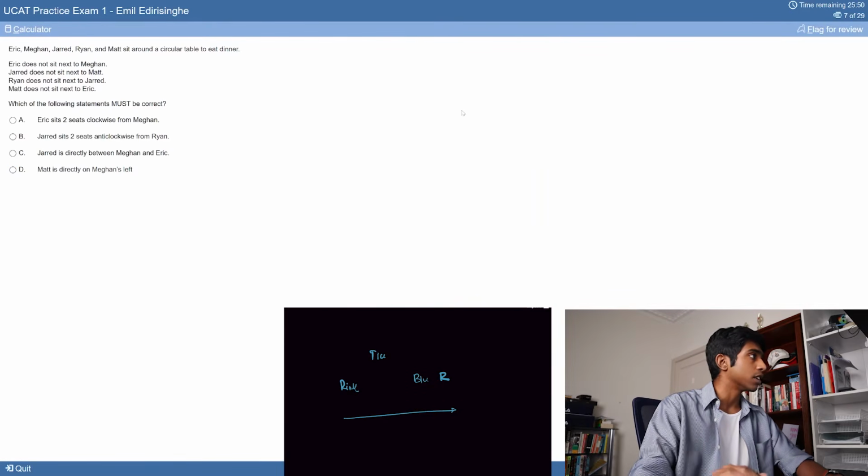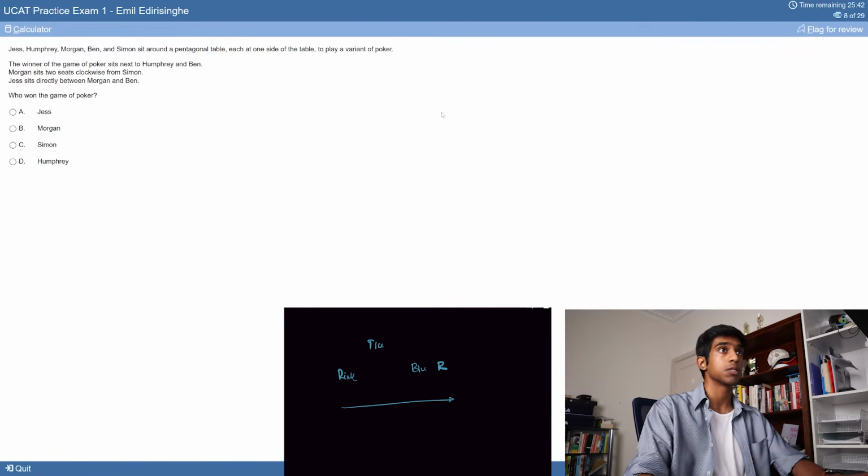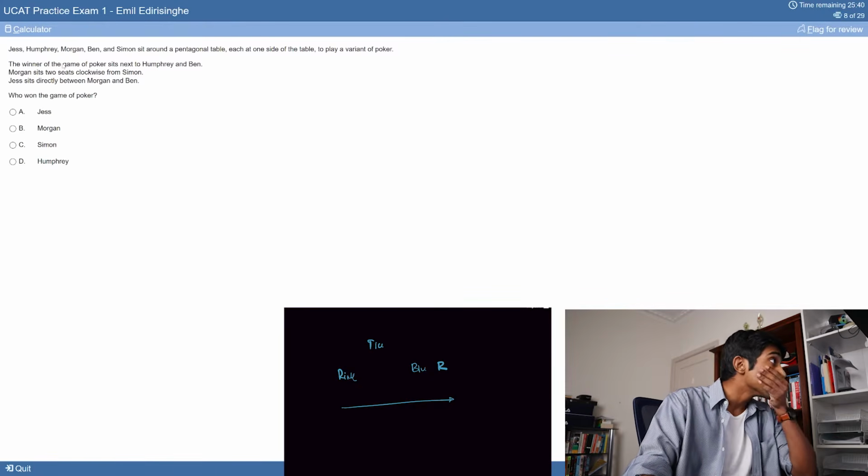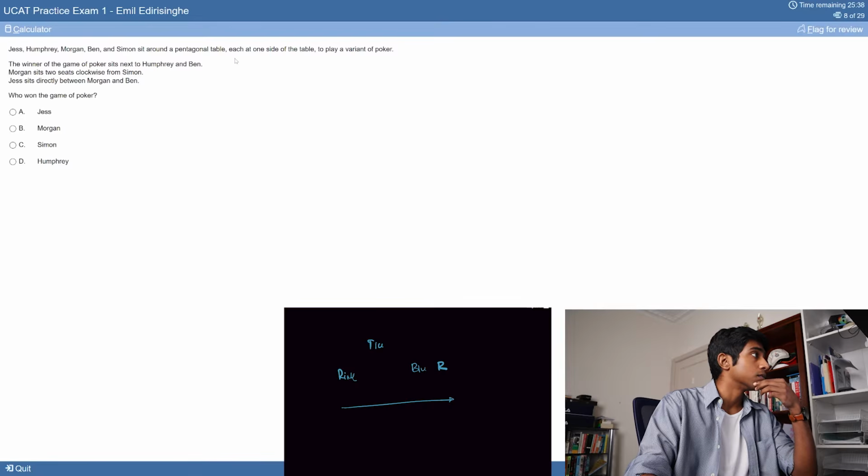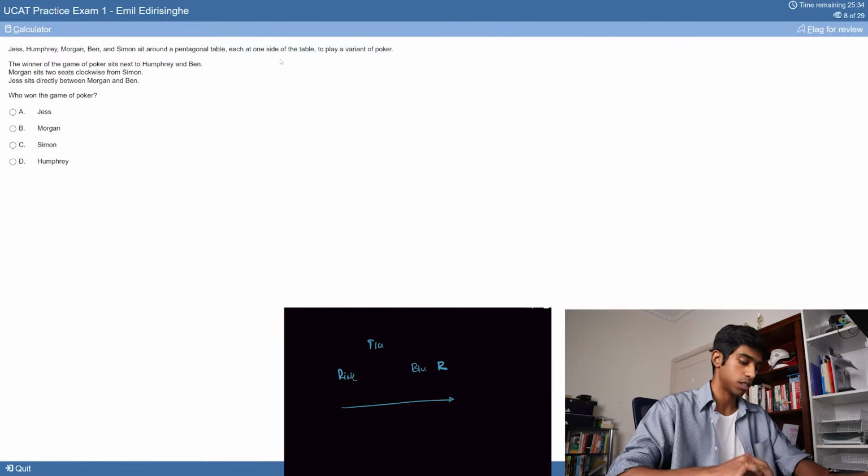Eric, Megan, Jared, and Ryan are sitting around a circular table to eat dinner. Eric does not sit next to Megan. I'm going to skip this one. Sit around a pentagonal table, each at one side of the table, to play a variant of poker. Okay, I'll do this one.